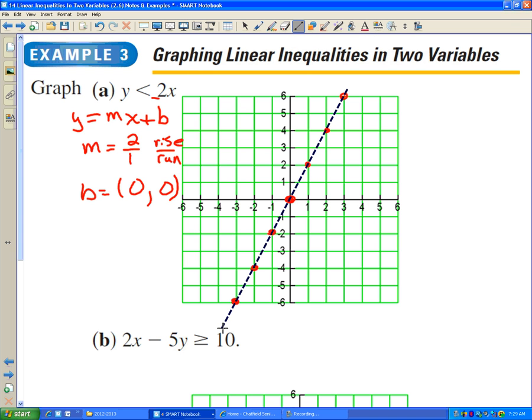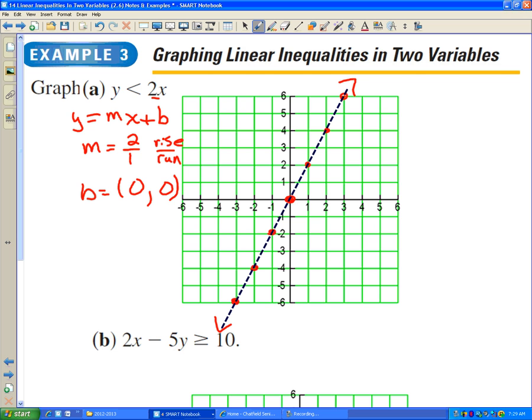Why do I want a dotted line? Because purple is spiffy? No, because there's no equals in this original problem. It's y is less than 2x, not y is less than or equal to 2x. So I need a dashed or dotted line for my equation. Remember, whenever I have lines, I need to put arrows on the end.